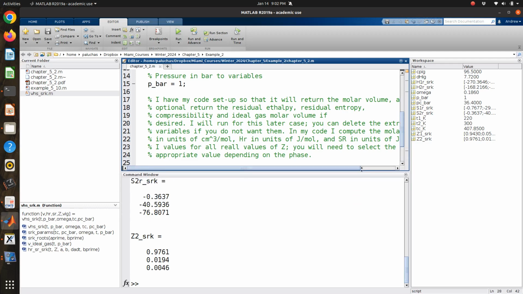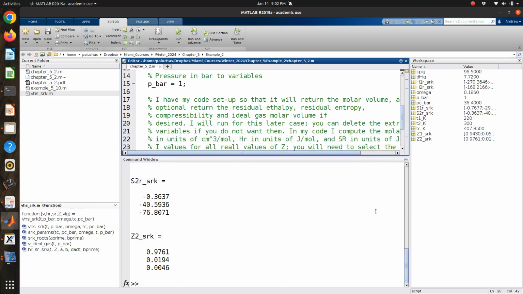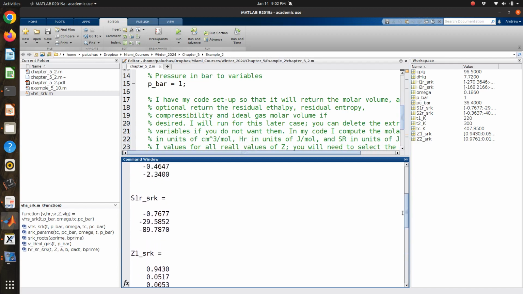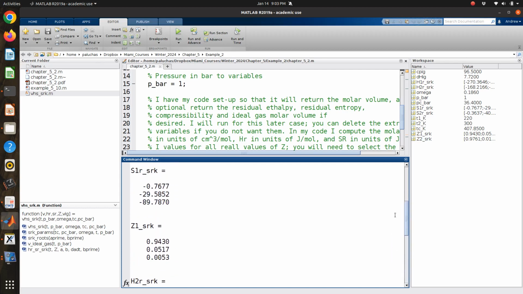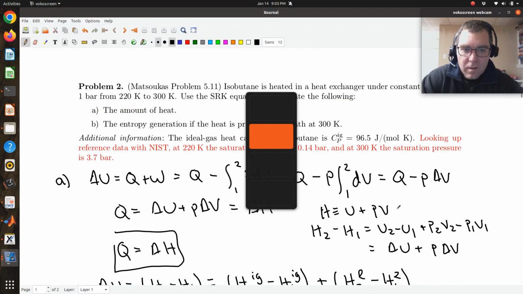Okay, and it looks like we do get 3 real roots. So let's start with 1. In the first case, there's ΔH ideal gas, in kilojoules per mole, 7.72. Now my residual values are in joules per mole. We'll keep note of that since my ideal gas was in kilojoules per mole. But I get 3 real roots for H, S, in both cases.